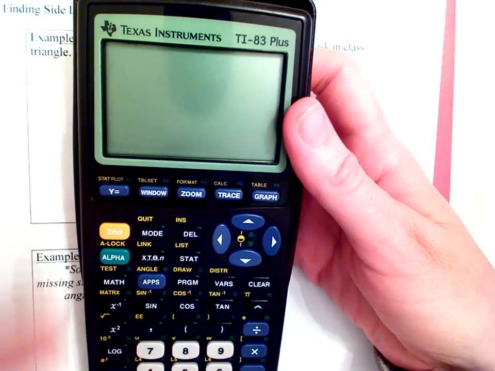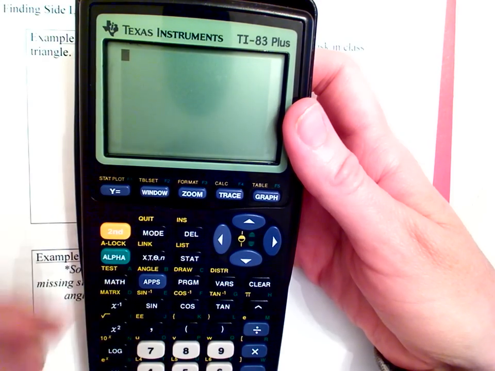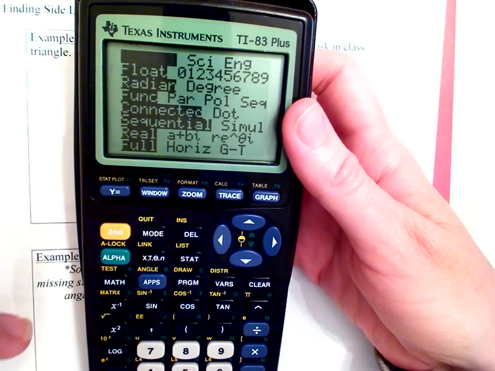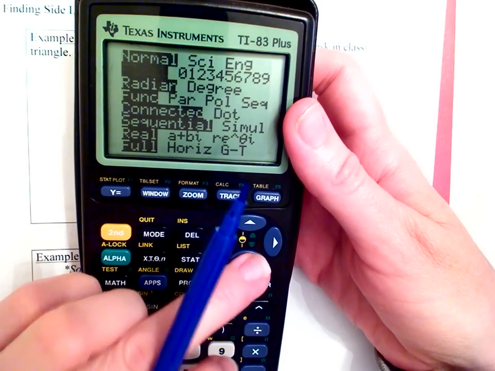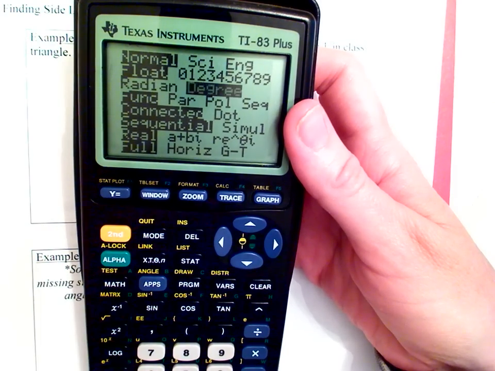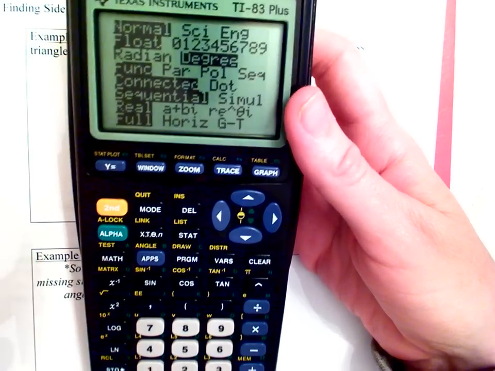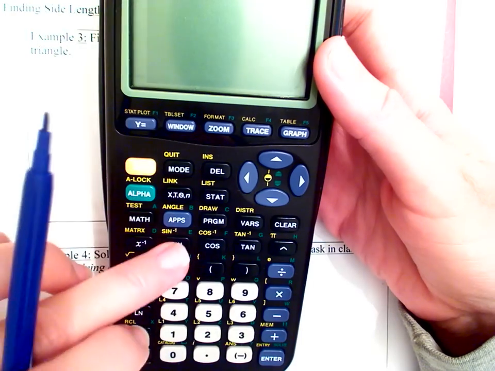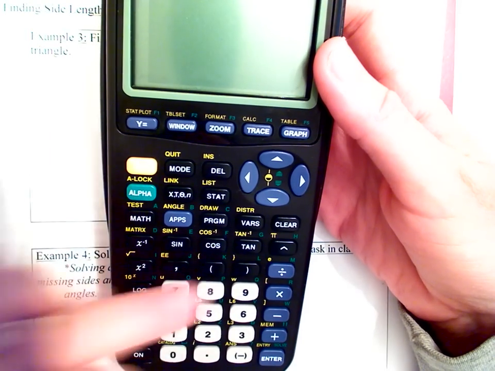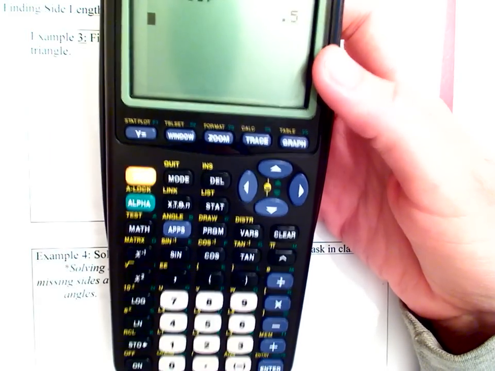So the first thing you have to do if you're working on the graphing calculator is hit the mode button at the top, and notice on the third line how mine is highlighting the word radian. We need to highlight the word degree. Then your sine, cosine, and tangent buttons are located here. After that, we should just be able to hit sine of 30, and it should give us the answer.